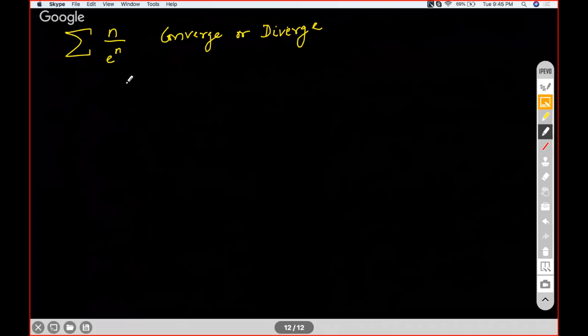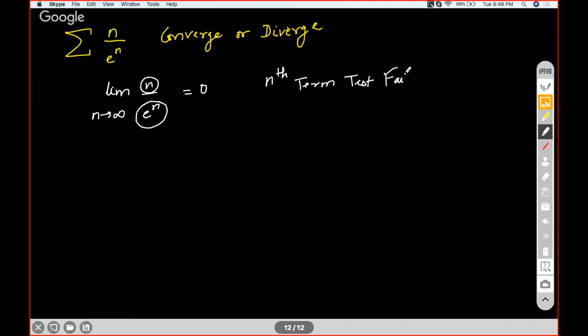Again, will the limit test work on this? Try to evaluate the limit of n. Please note that this will increase at a much faster rate as compared to this. So this will be 0. So the nth term test fails. From this, we cannot conclude whether it's convergent or divergent.